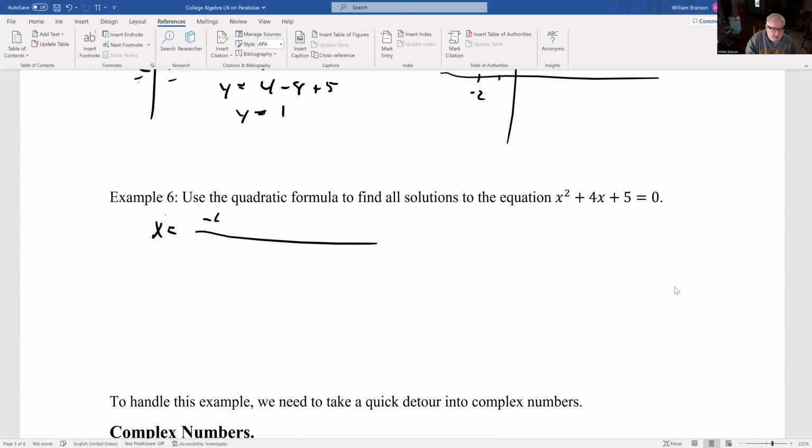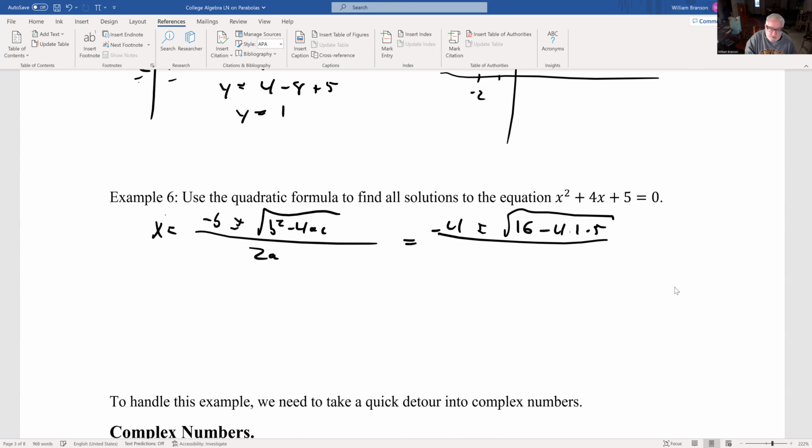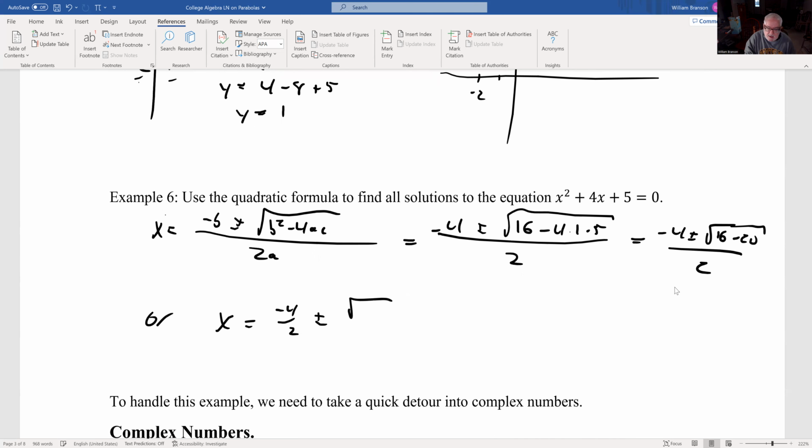So negative b, we'll just write it out again, plus or minus the square root of b squared minus 4ac, all over 2a, equals minus 4 plus or minus the square root of 16 minus 4 times 1 times 5, all over 2 times 1. So it's minus 4 plus or minus the square root of 16 minus 20, all over 2, or x equals minus 4 over 2 plus or minus the square root of minus 4 over 2.